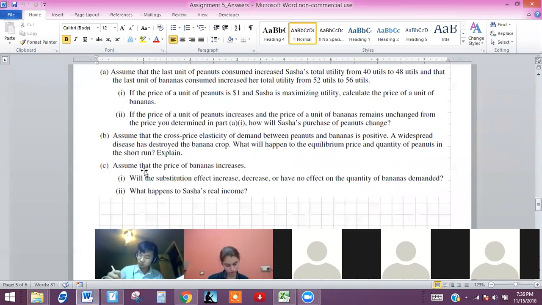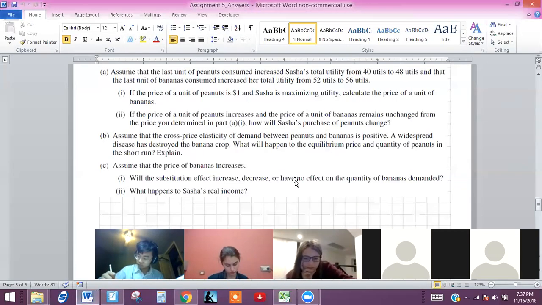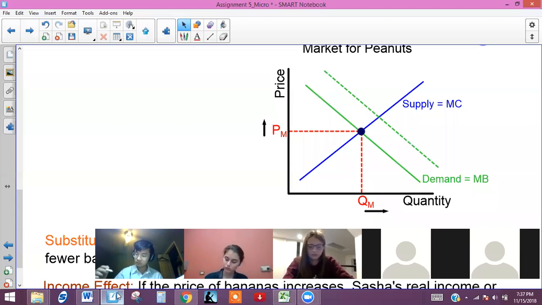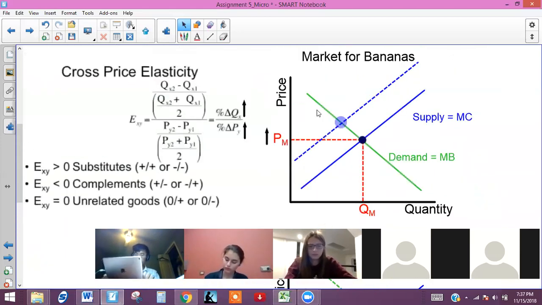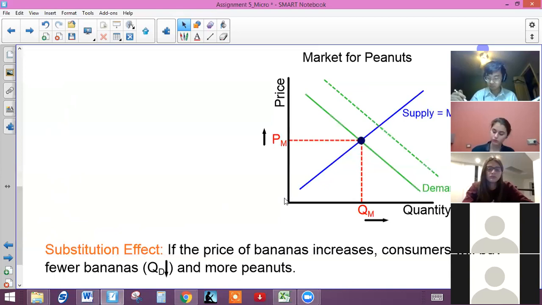Now, we're going to assume that the price of bananas goes up, which we already actually showed right here. And then it's asking us, will the substitution effect increase, decrease, or have no effect on the quantity of bananas demanded? Well, the answer is it's going to go down, right? Because if the price of a substitute good goes up, that means that, let me get this out of the way here, sorry. Let me extend this.